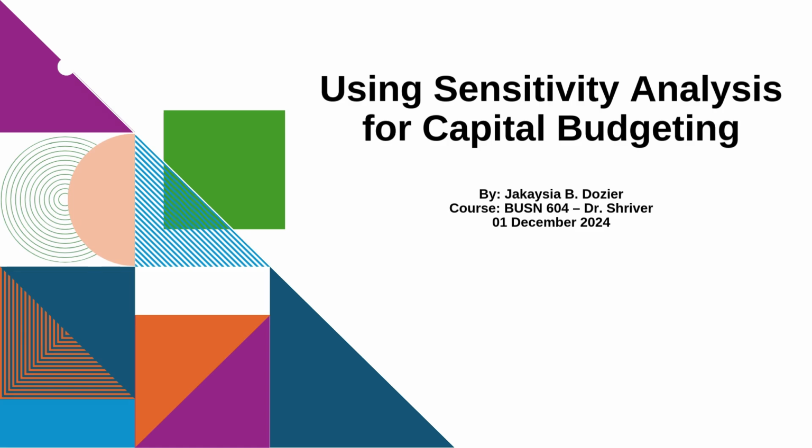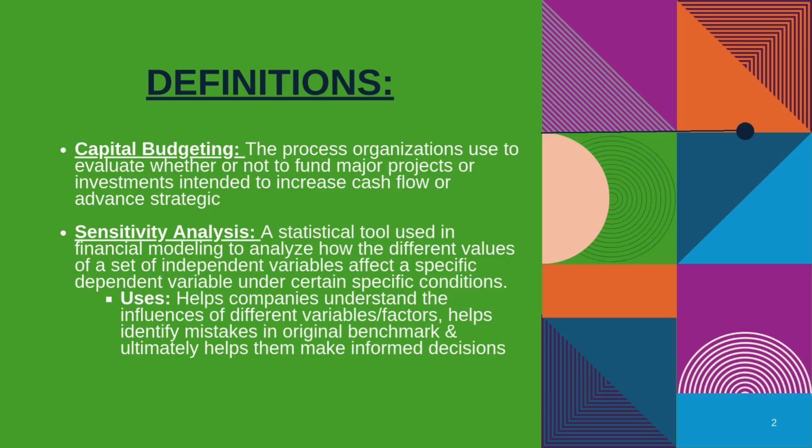Okay, to start off, I have a few definitions. Capital budgeting is the process organizations use to evaluate whether or not to fund major projects or investments intended to increase cash flow or advance strategic objectives. To me, this basically means that this is a process that companies use to determine whether they are going to invest in something like a project or a product.